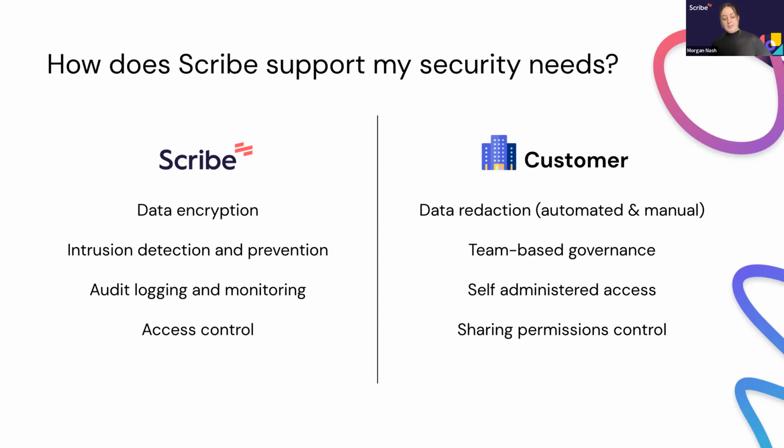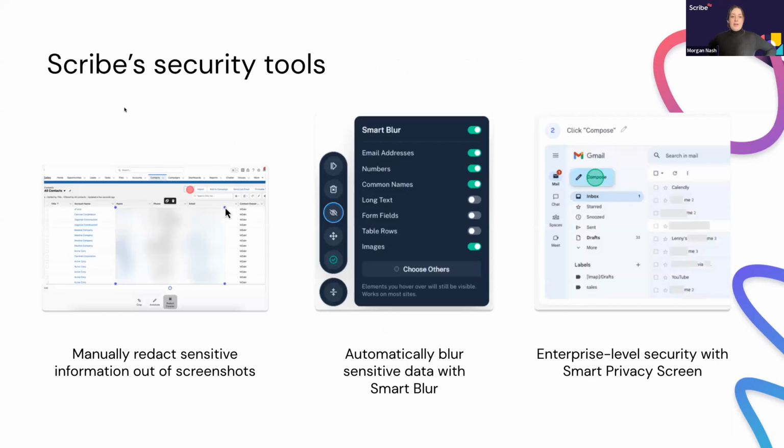So Meg, if you can go to the next slide. We'll start by showing you our redaction tools. Now we have 3 different kinds of redaction. They're different across our paid service tiers between Pro and Enterprise.